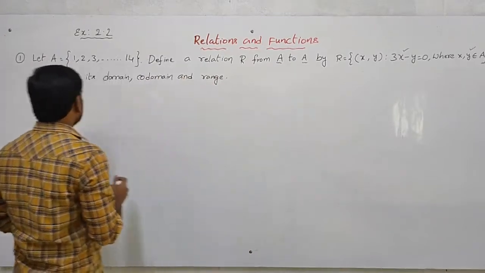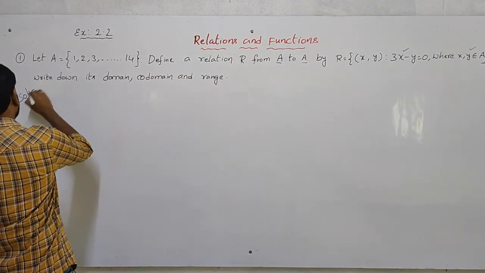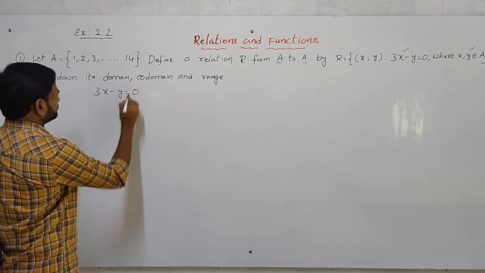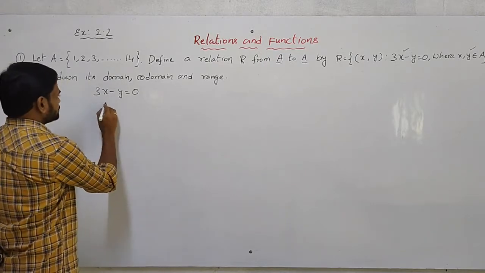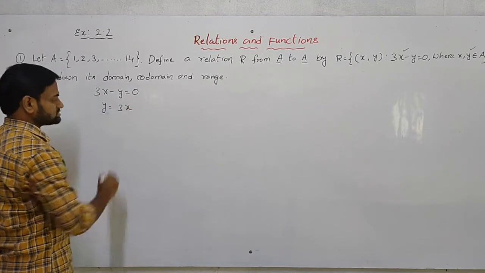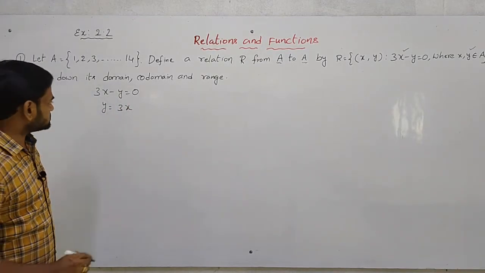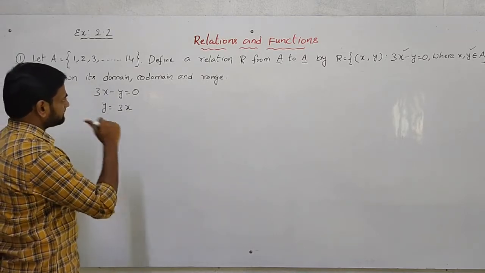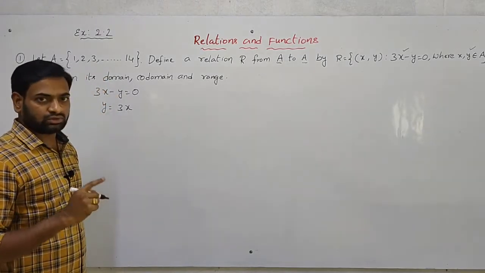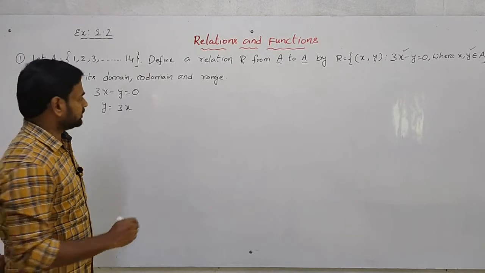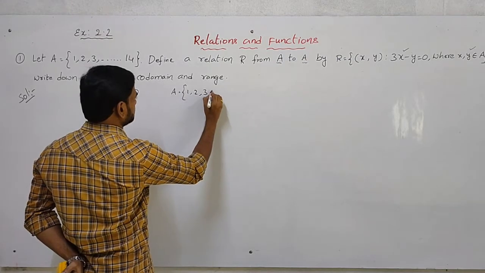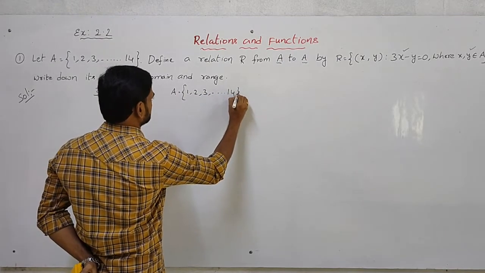Now see, what is the relation given here between x and y? That is 3x minus y equal to 0. So from this one, send y to this side, so y equal to 3x. Y equal to 3x. Previously it was given that the x value and y value must be from A only. So what is A here? A set is 1, 2, 3 and so on up to 14.